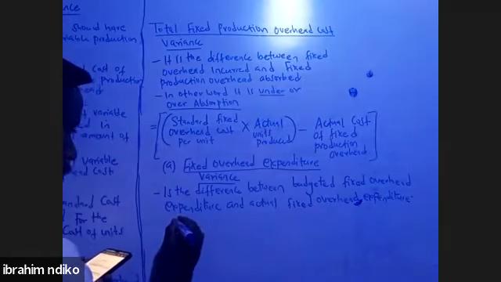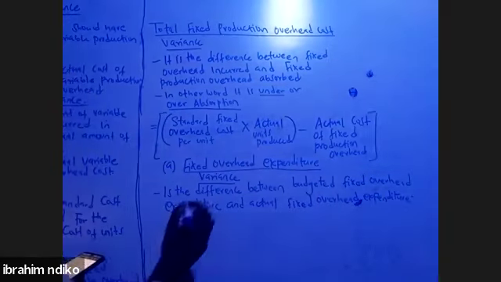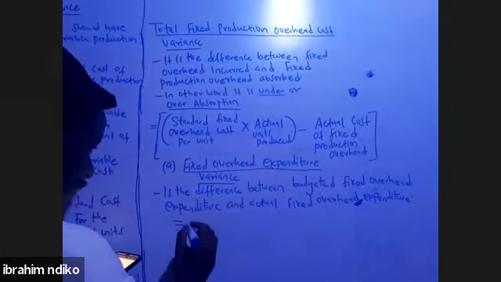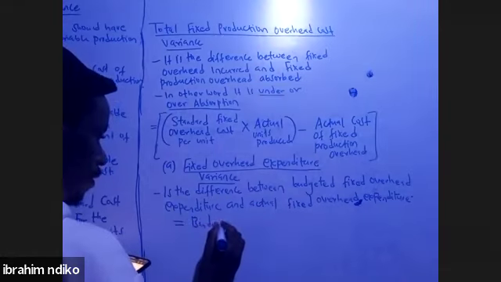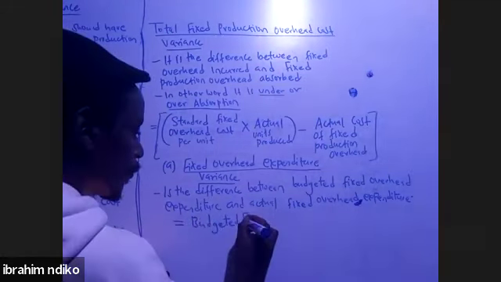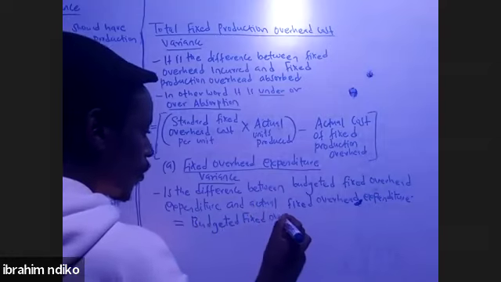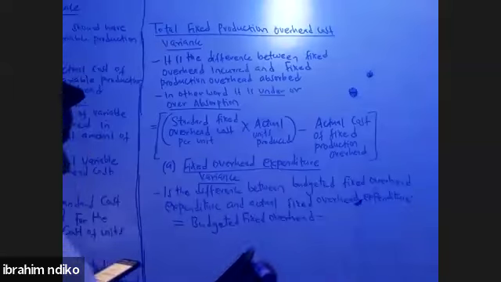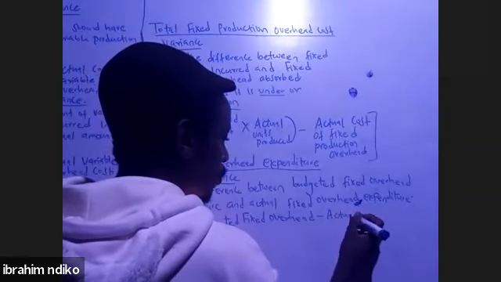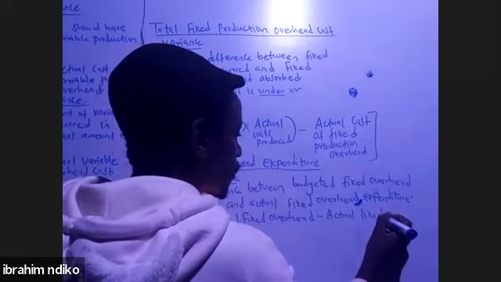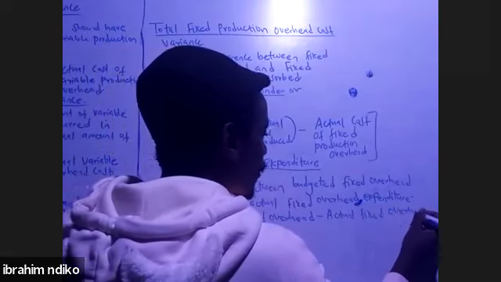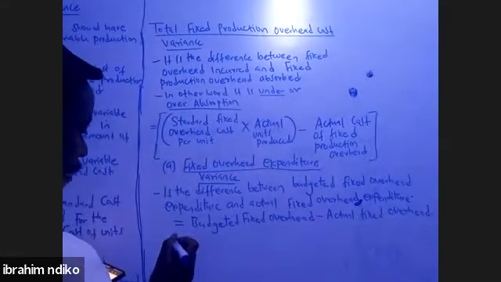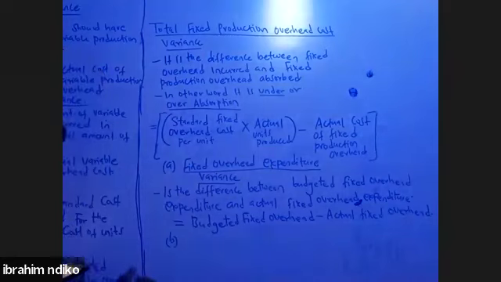The formula. This is the formula for fixed overhead expenditure variance. So fixed overhead expenditure variance is given by budgeted fixed overhead minus actual fixed overhead. Tuko sawa. So tumemalizana na mambo na E, fixed overhead expenditure variance.